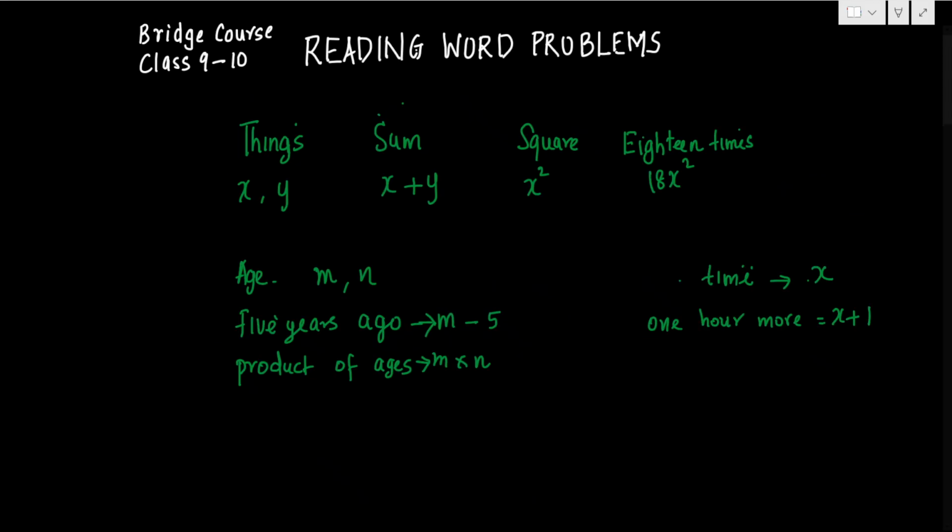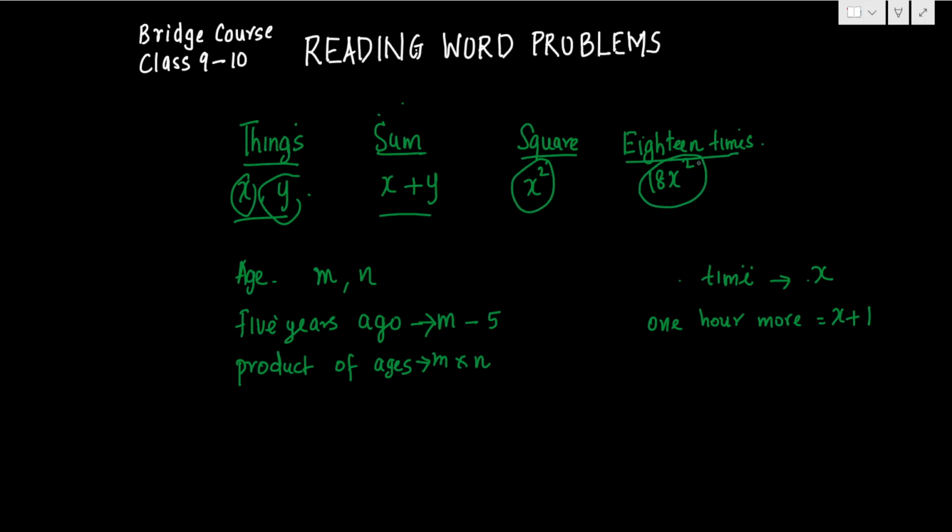Okay, now that we have looked at the problems, we have taken them part by part. Let's just summarize what we have done. When you look at a problem, I take the things in the problem. Let us say in a particular problem, things are x and y. The sum of the things is x plus y. The square of a thing is x squared. 18 times the square of that thing is 18x squared.